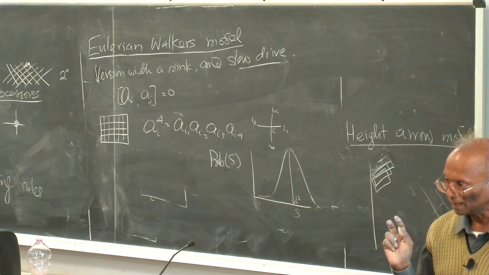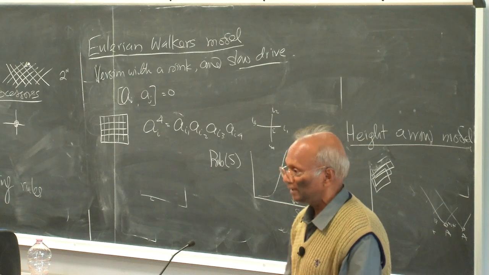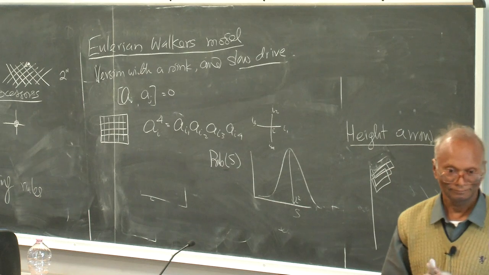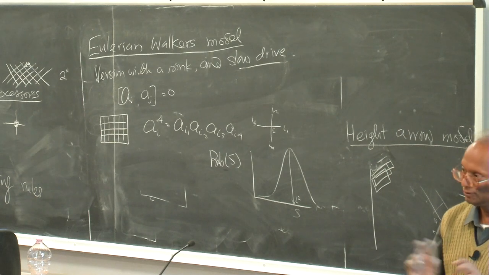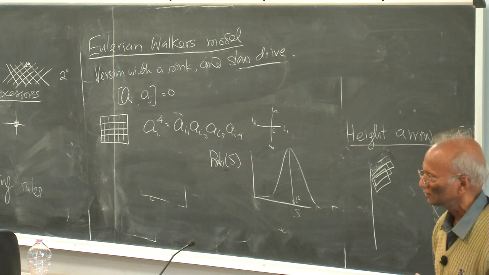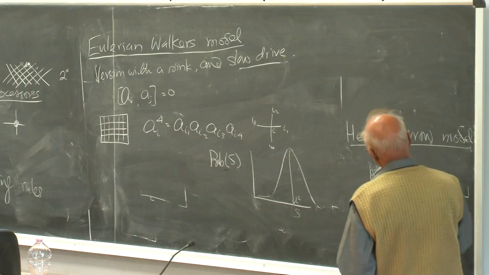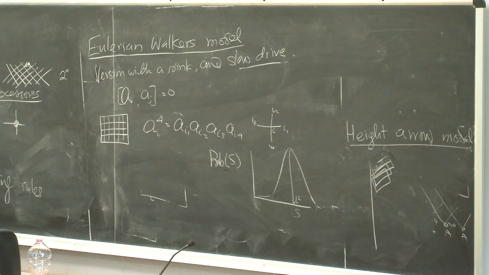Okay? Now, it's a much more general model, but the abelian property still continues to hold. Proof is the same as before. There is no difference. Okay? So now, what is the interest in this more general model? So the model is right now very general. So we want to make it less general to make it tractable.